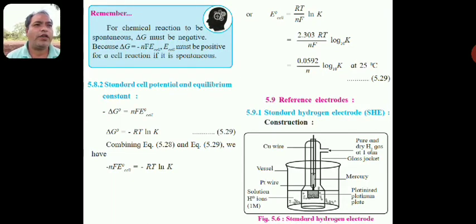We can substitute 2.303 instead of ln. So we can multiply that equation by 2.303. We know that this is the mathematical rule. So E0 of cell is equal to 2.303 RT divided by nF log to the base 10 of K. These equations are considered at standard state, so we can substitute the value of 2.303 RT by 0.0592 divided by n into log to the base 10 K at 25 degrees Celsius. So this is the relation between standard cell potential and the equilibrium constant.